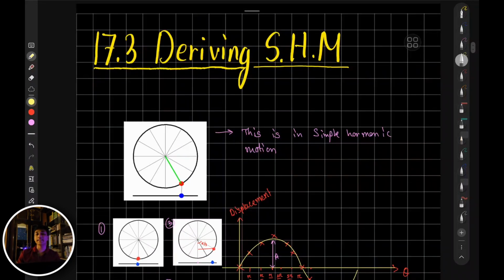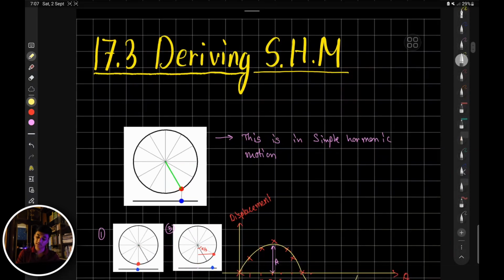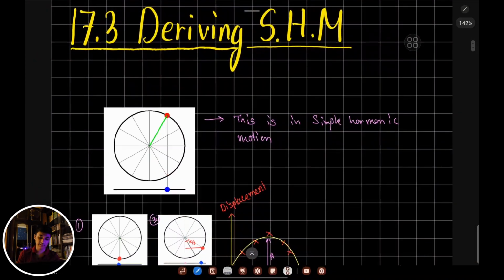It is closely related to circular motion, or uniform circular motion. That is why we have an interesting GIF over here. If you notice, the red bob, which is going in uniform circular motion, is changing its angle at a constant pace, meaning the angular velocity or angular frequency is constant. So let's say it's going at a constant angular velocity.